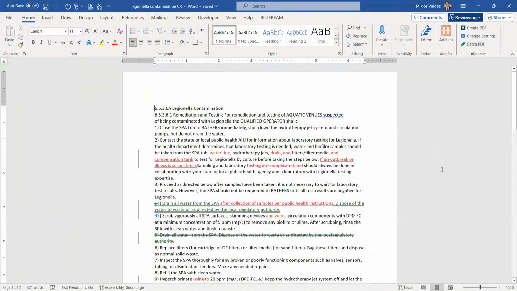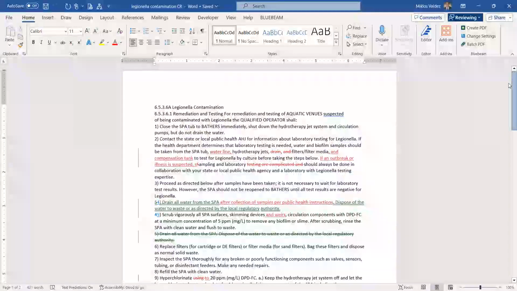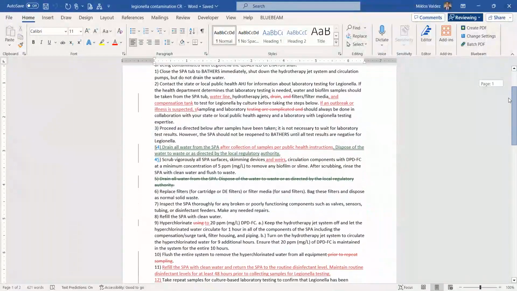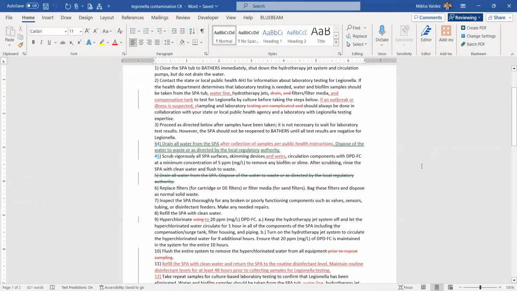Okay, so number 4, drain all water from the spa, dispose of water to waste or as directed by the local authority. And I think that makes sense. Instead of 5. I'm just gonna let you guys read it.